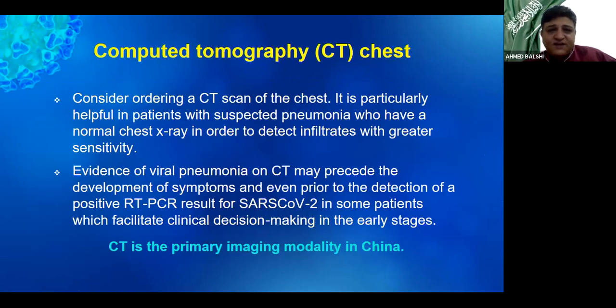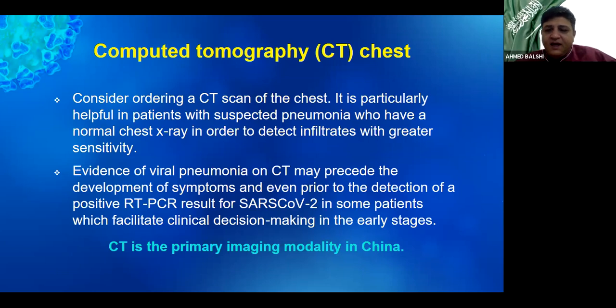What about CT chest? CT chest initially in China was considered the first line imaging in patients. Why? Because a patient can have abnormality in the CT chest even before the symptoms started, which can precede the development of the symptoms, even prior to the detection of a positive PCR in a patient with COVID-19.